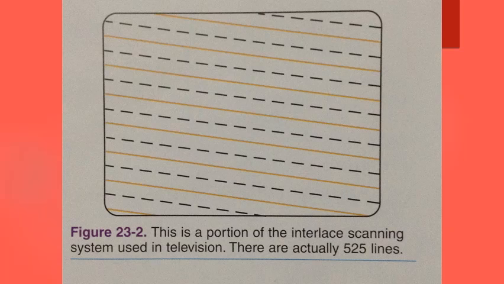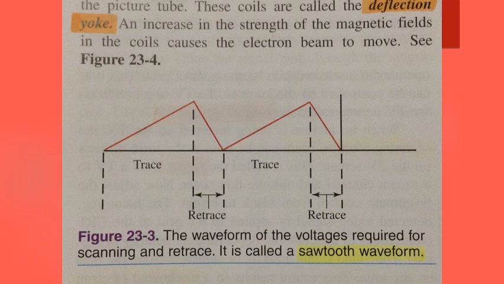A device called a horizontal deflection oscillator causes the beam to move from left to right to produce 525 lines per frame at a frame frequency of 30 Hz. The horizontal deflection oscillator must work at a frequency of 15,750 Hz. That is 525 times 30. The vertical deflection oscillator causes the beam to move from top to bottom. The vertical deflection oscillator must have a frequency of 60 cycles per second. This is a field frequency.